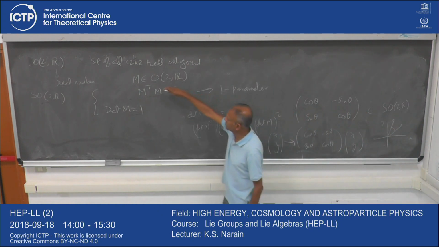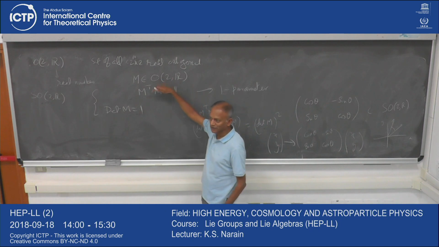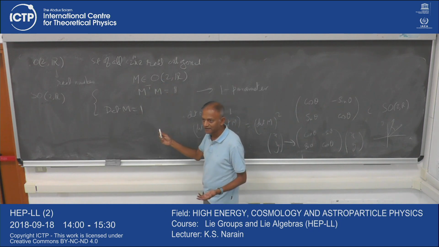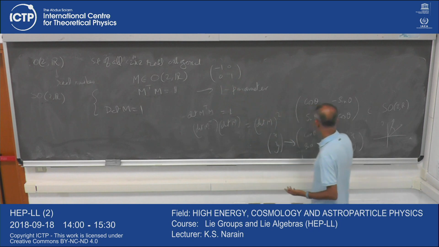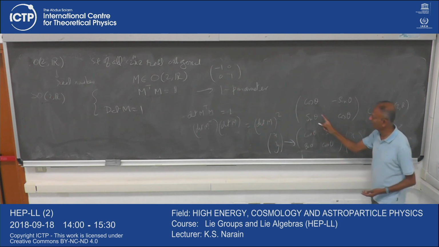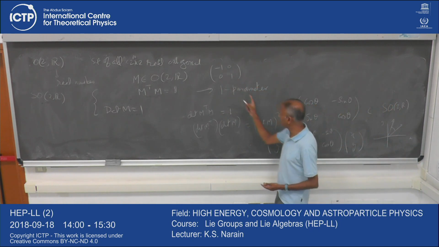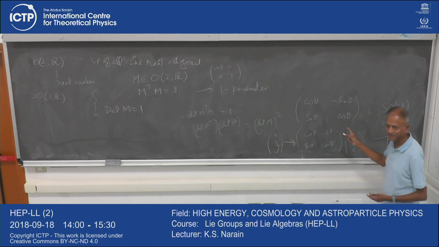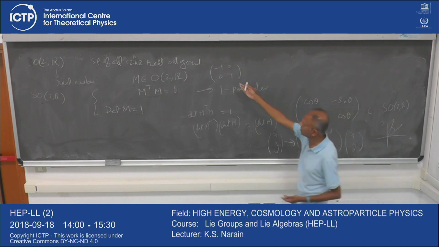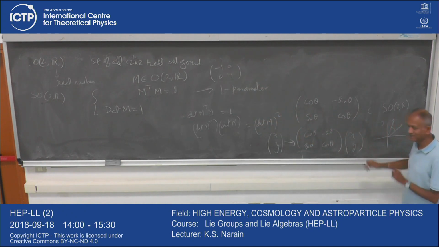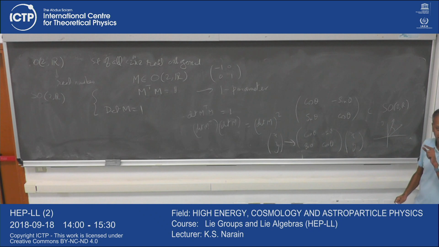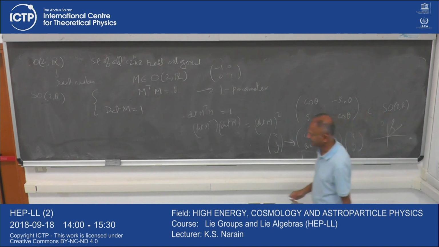If you consider O2R, you also allow negative determinant, right? So O2R will have an element, for example, minus 1, 1. You cannot get it from here, because the determinant of this is minus 1, whereas this determinant is always 1. But this also we understand geometrically what it does. If you apply that on x, y, it is just a parity, just a reflection in one direction. So those are the symmetries that we see.